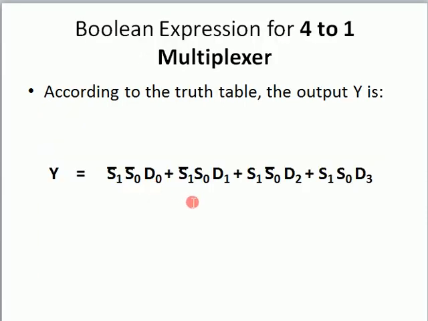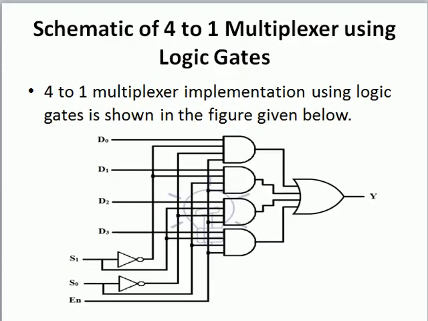When we solve it for the Boolean expression, the output becomes y equals s1 complement s0 complement d0 plus s1 complement s0 d1 plus s1 s0 complement d2 plus s1 s0 d3. When we implement it, we get this type of circuit, and this circuit is implemented only by using AND gate, OR gate and NOT gate. So this is basically the 4 to 1 multiplexer implementation.